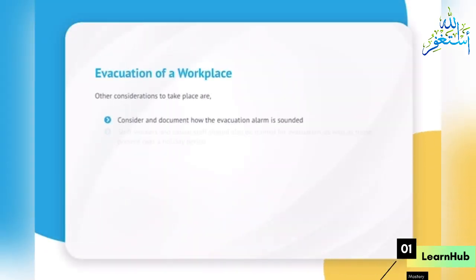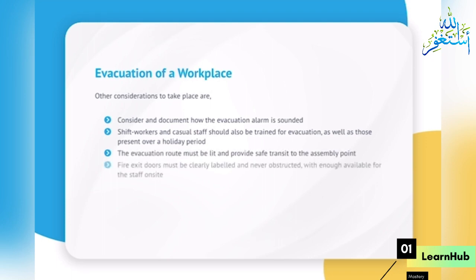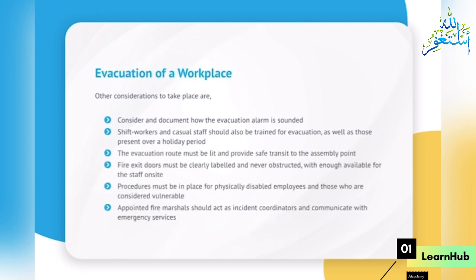Other considerations are: consider and document how the evacuation alarm is sounded. Shift workers and casual staff should also be trained for evacuation, as well as those present over a holiday period. The evacuation route must be lit and provide safe transit to the assembly point. Fire exit doors must be clearly labeled and never obstructed, with enough available for the staff on site. Procedures must be in place for physically disabled employees and those who are considered vulnerable. Appointed fire marshals should act as incident coordinators and communicate with emergency services.